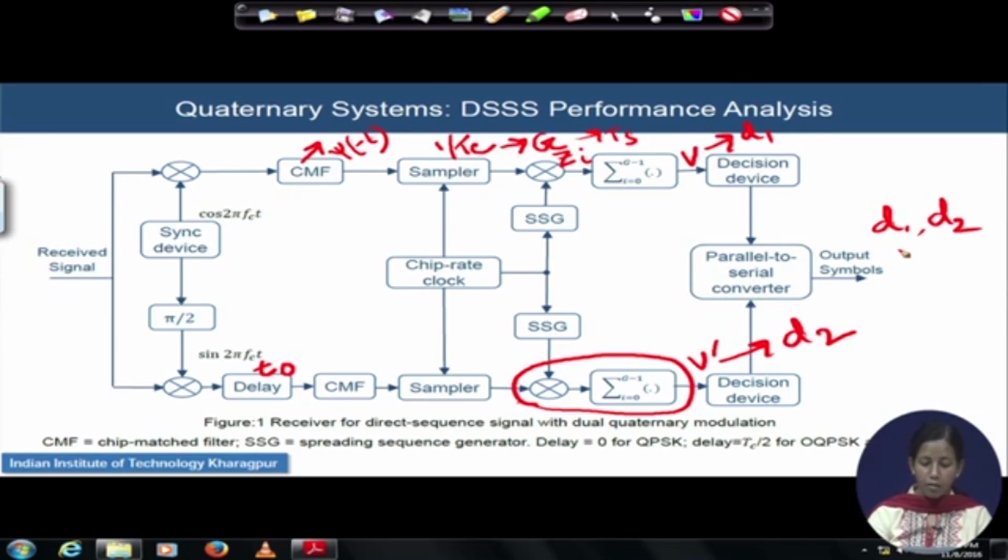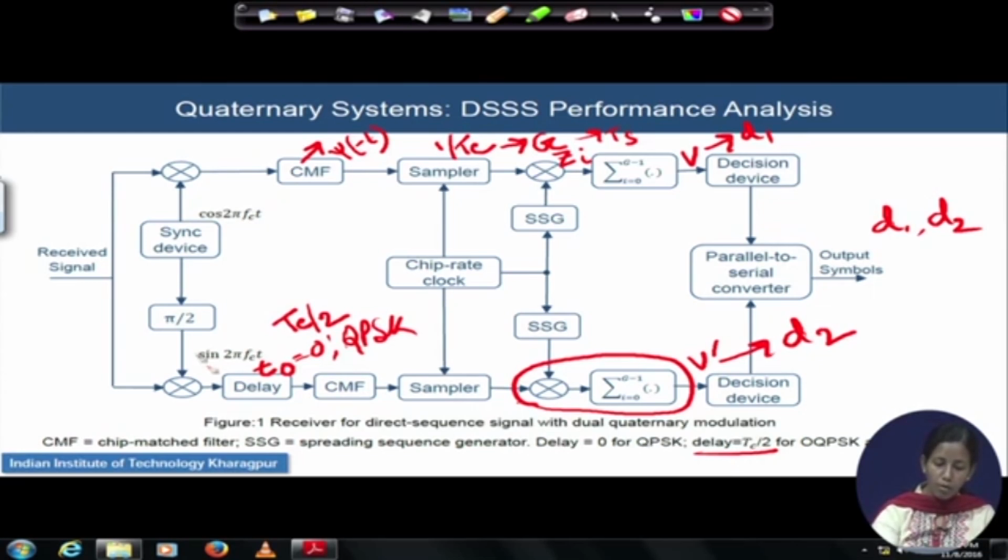Remember, this delay will be set equal to 0 if you are following a QPSK modulation, and if you are using an MSK modulation or orthogonal QPSK modulation, we understand that this delay is required to be set to TC by 2.